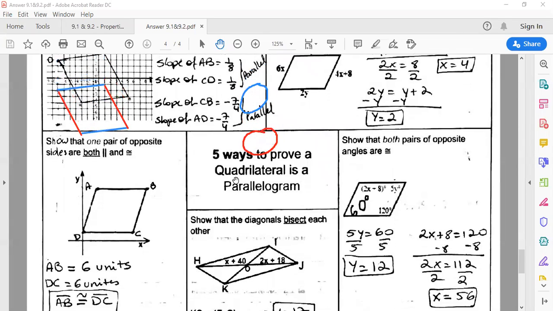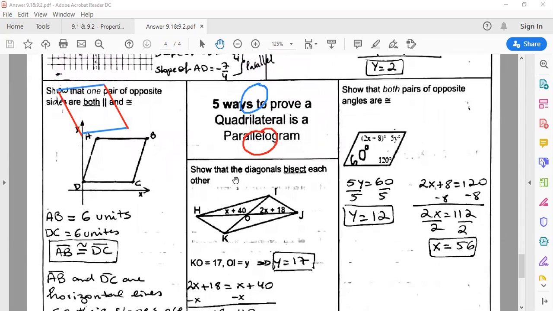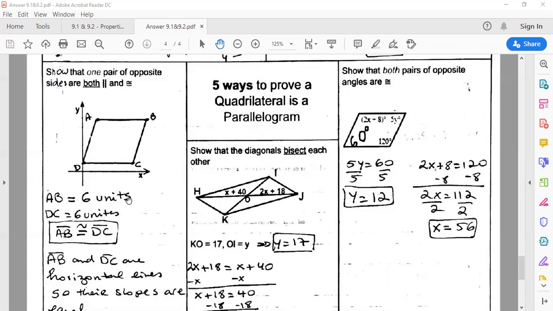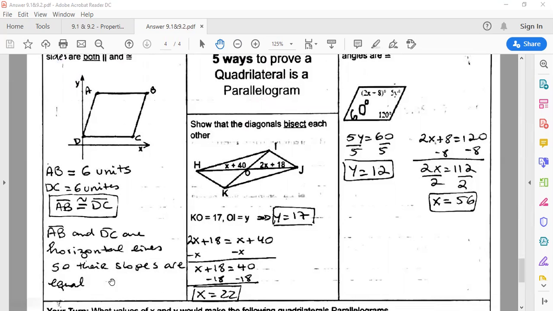Okay, let's look at the next one. Now I have to show that one pair of opposite sides are both parallel and congruent. Because I have this picture in the coordinate plane, I am going to use the horizontal lines because that would be the easiest for me, side AB and side DC. These are horizontal lines. I know that horizontal lines have a slope of 0. They both have a slope of 0, which means they're parallel. So I just confirmed that they are parallel because they're horizontal.